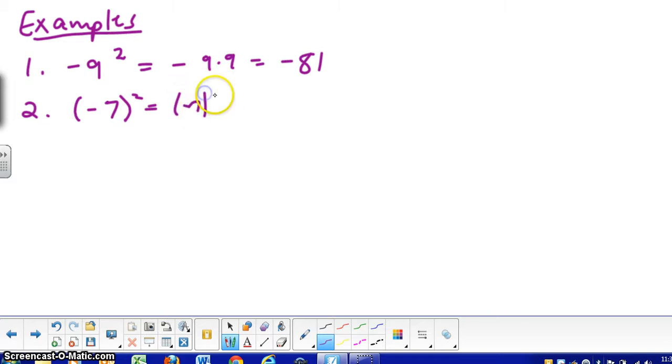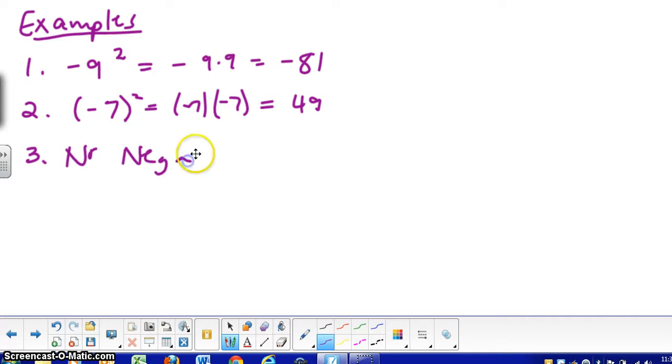This one is negative 7 squared, so negative times negative is a positive 49. Okay, the next one, we're going to write an equivalent expression without negative exponents. No negative exponents, so keep that in mind when you're looking at your final answer.